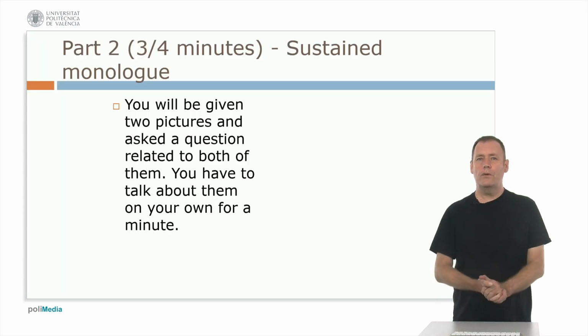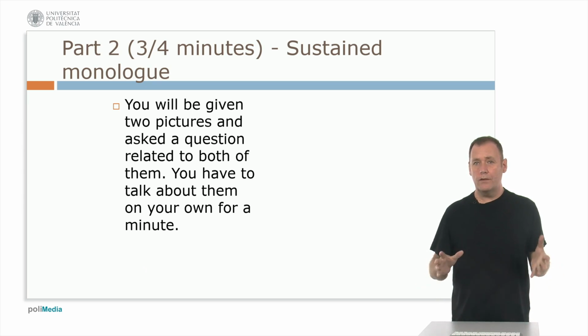So, part 2. The whole thing takes 3 to 4 minutes and it's sometimes called the sustained monologue. This is because you're going to be talking on your own for about 1 minute. You're given 2 pictures and asked a question which relates to both of them, and you need to talk about them for about a minute. Okay?